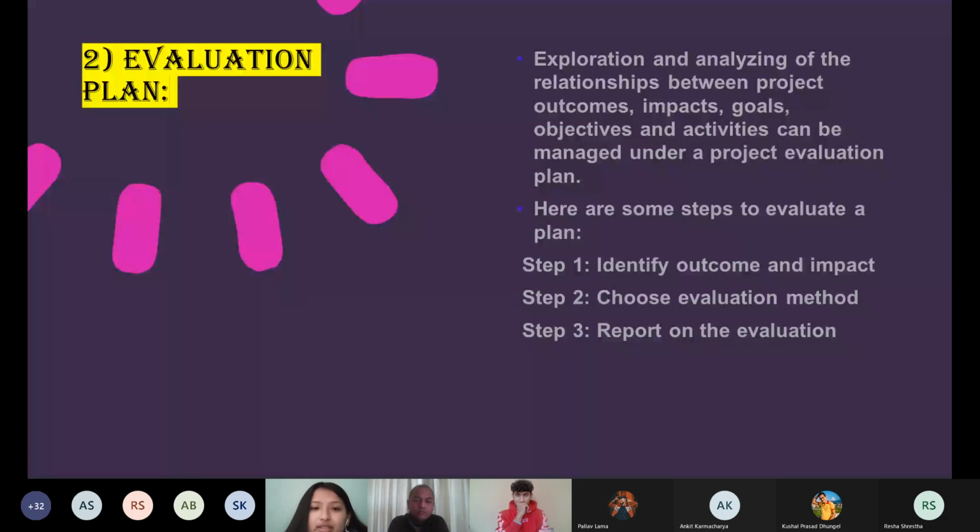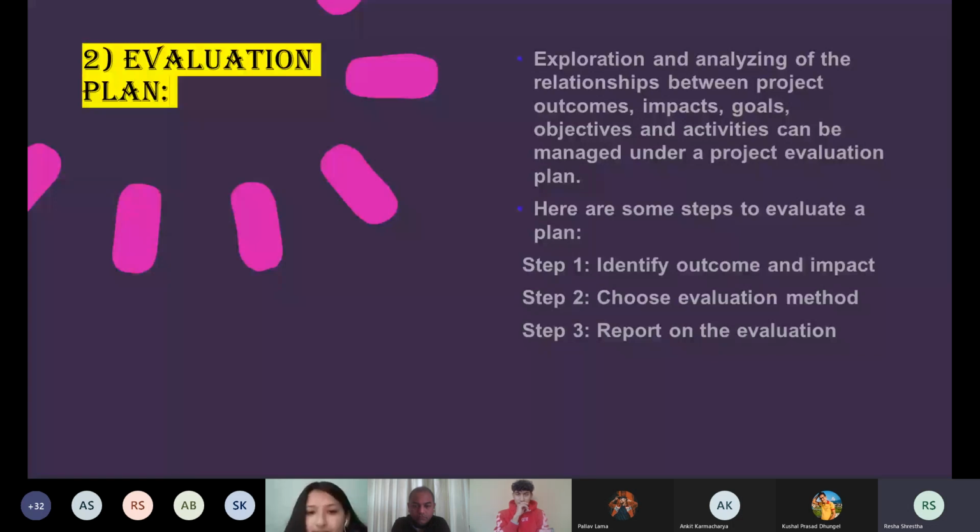Now let's quickly discuss the evaluation plan. Exploration and analysis of the relationships between project outcomes, impacts, goals, objectives, and activities can be managed under a project evaluation plan. Such a plan provides a set of tools to measure progress in implementing the project and its key components such as goals, objectives, and activities. In designing a project evaluation plan, there are some general guidelines for project evaluation.